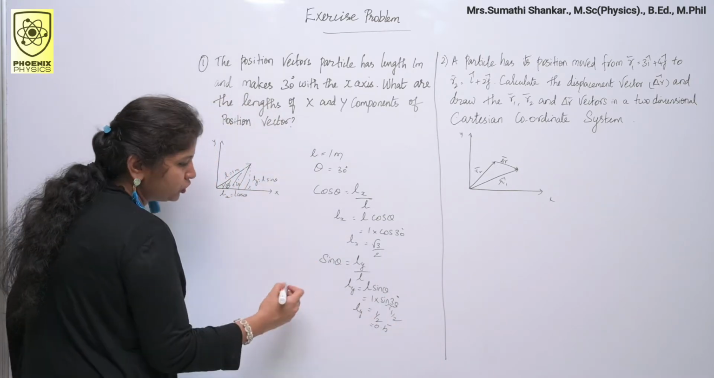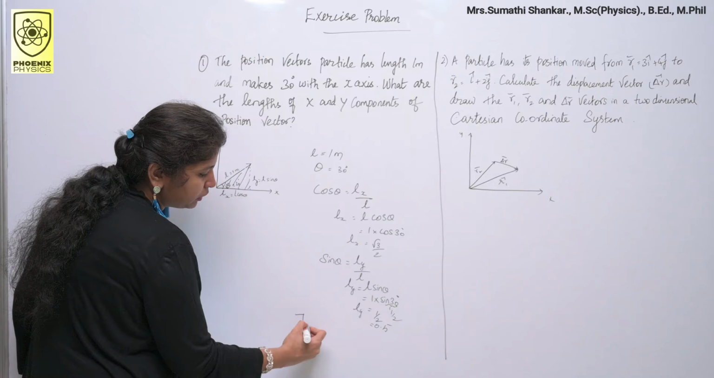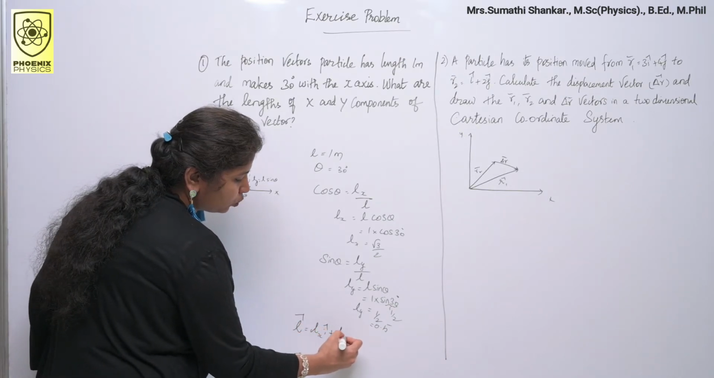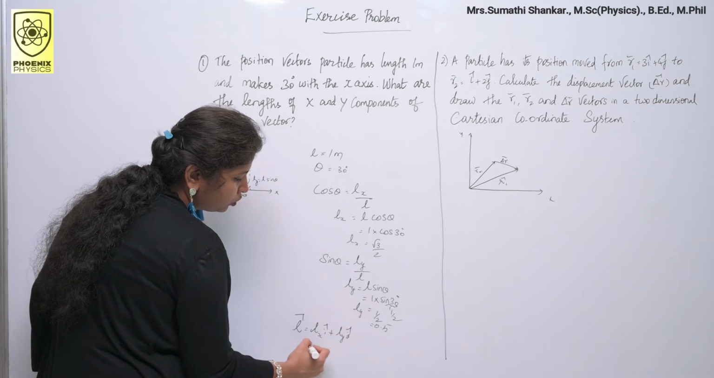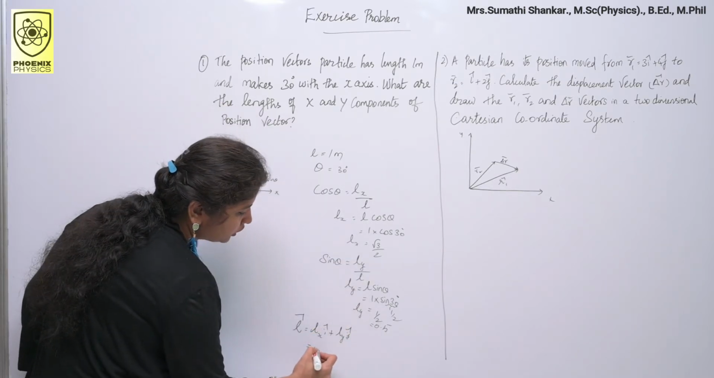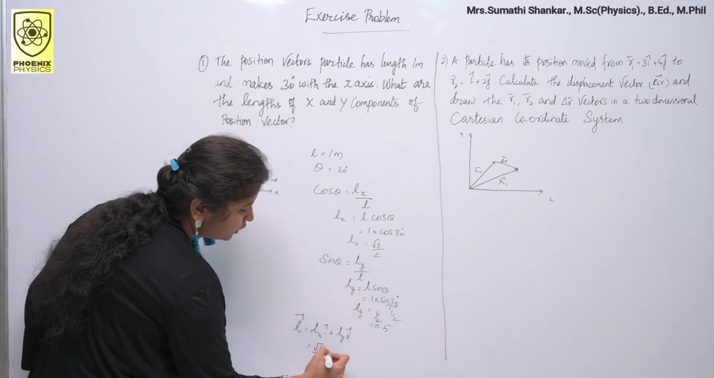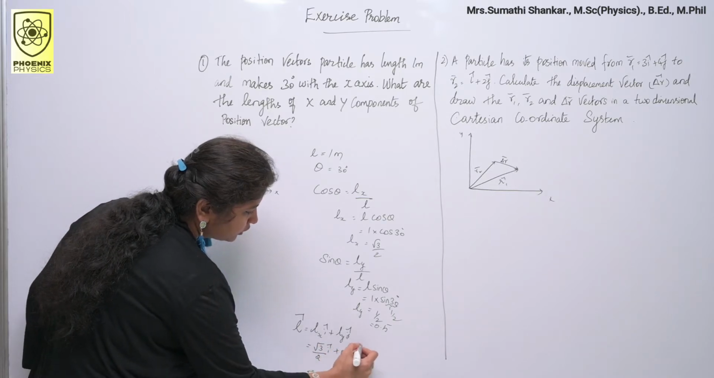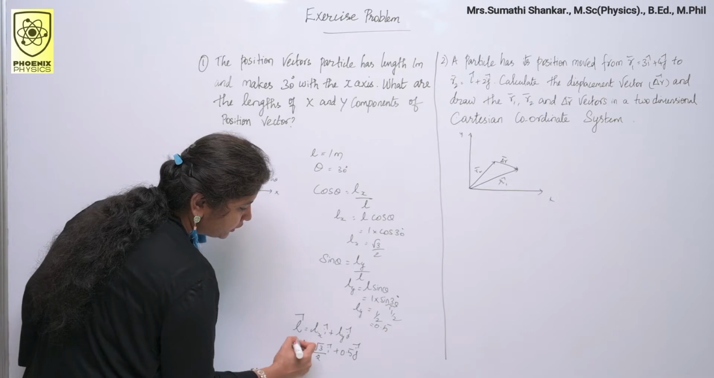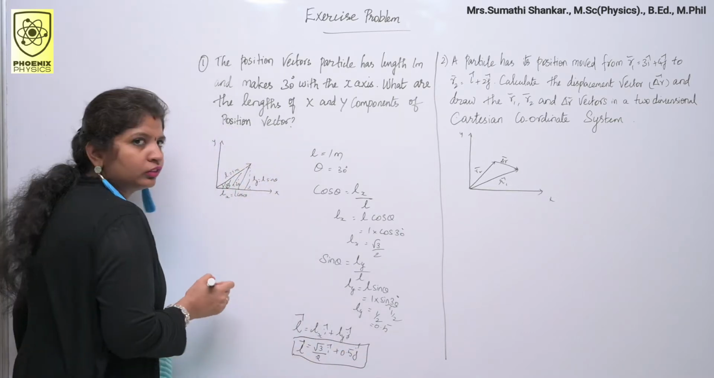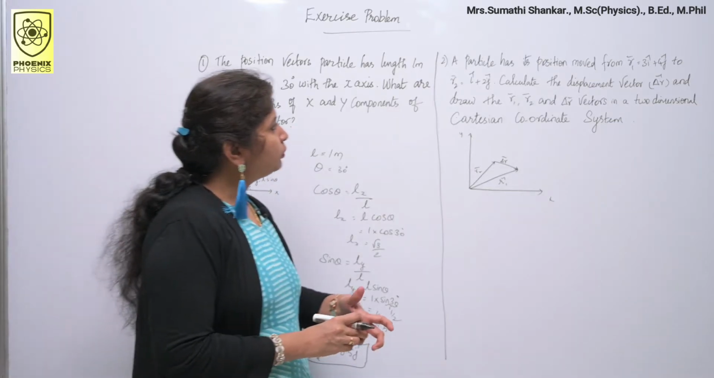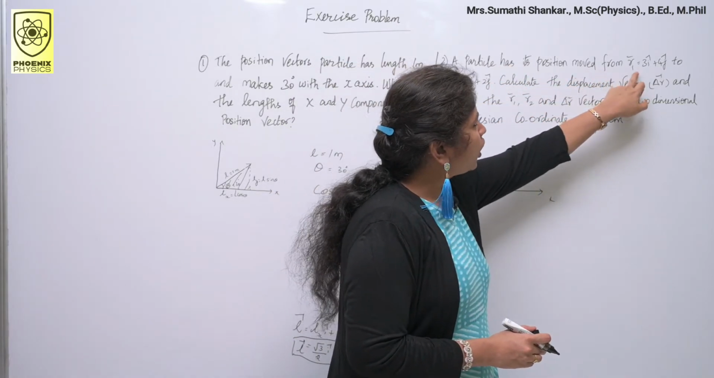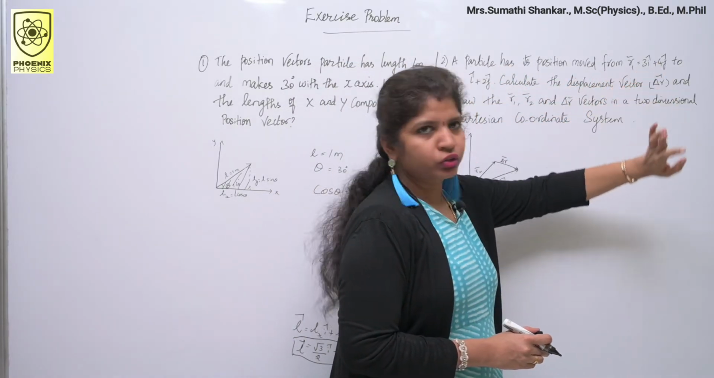How do you write the position vector? L can be written as Lx i vector plus Ly j vector. You know the Lx value, that is root 3 by 2 i vector plus 0.5 j vector. This is our position vector L. That's all.